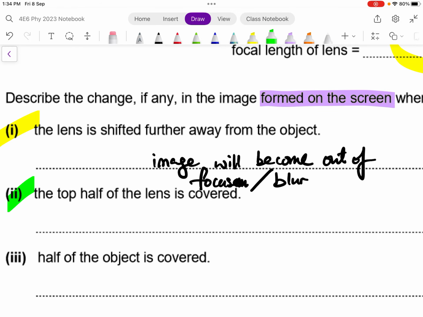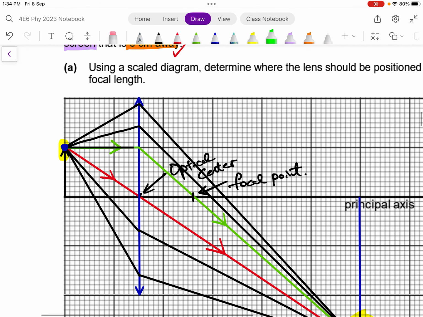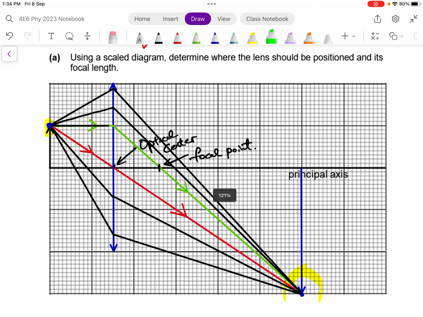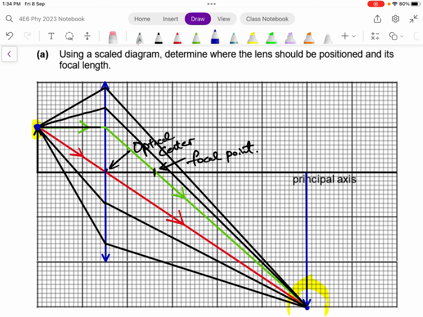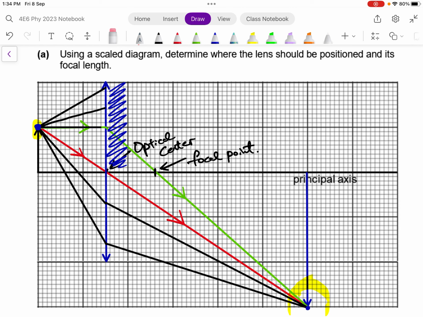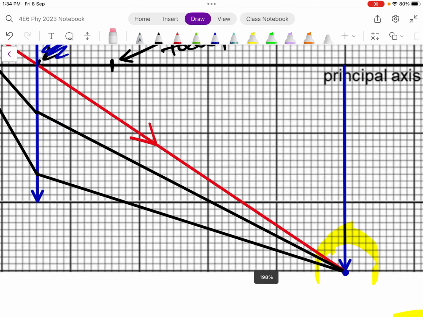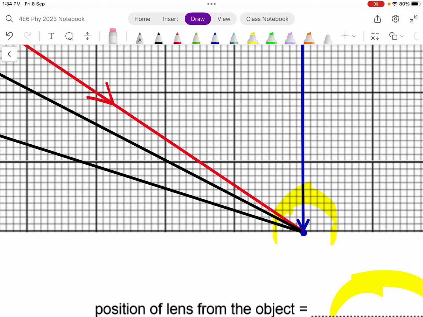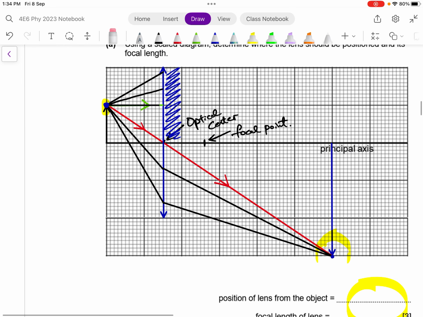Top half of the lens covered. So if now I block the top half of the lens, this part is no longer there. Right? What will happen? Well, then this ray can no longer appear. Am I right? But how about the bottom half? Well, the bottom half of the rays will still be able to converge at exactly the original place on the screen. So because of that, you are still going to get a sharp image, but with fewer rays.